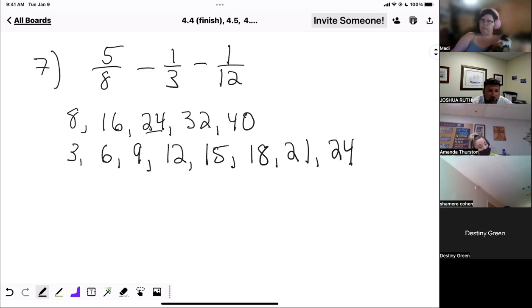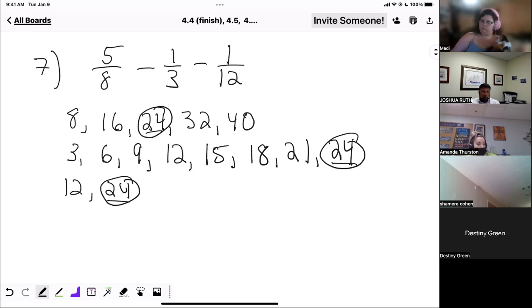Okay, so I got this. I don't know if that's the answer. We got to do 12. So 12, and it has to be 12 because 12 and 12 is 24. So my common denominator has to be 24. It's the first thing they all match.